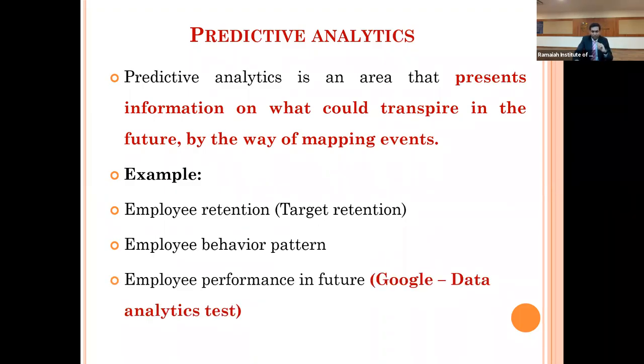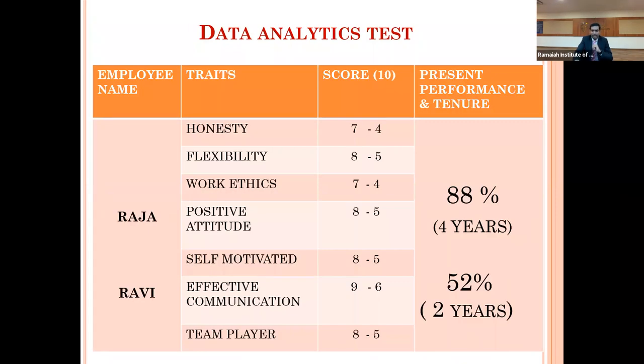The next interesting example of predictive analytics is the Google data analytics test, which is being practiced in Google. Just kindly see the scores here. Two employees, Mr. Raja and Mr. Ravi, both joined Google in 2015. At that time Google conducted a selection test and interview process. During the selection test, Google conducted a data analytics test, a psychometric test, and an intelligence test. They took interesting traits like honesty, flexibility, work ethics, positive attitude, self-motivation, effective communication, and team player. All these traits were taken for the selection test.